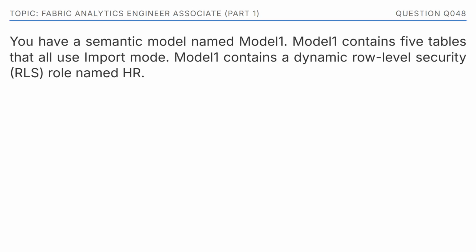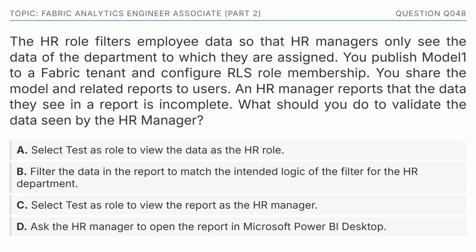You have a semantic model named Model 1. Model 1 contains 5 tables that all use import mode. Model 1 contains a dynamic row-level security, RLS, role named HR. The HR role filters employee data so that HR managers only see the data of the department to which they are assigned. You publish Model 1 to a Fabric tenant and configure RLS role membership.